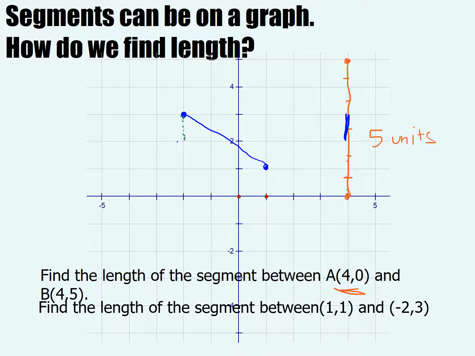If I just draw in a triangle, or I use lengths that I know, because I can count these. So this side would be 2, and this side would be 3. So now I have 2 sides of a right triangle. How am I going to find the third part of that triangle?